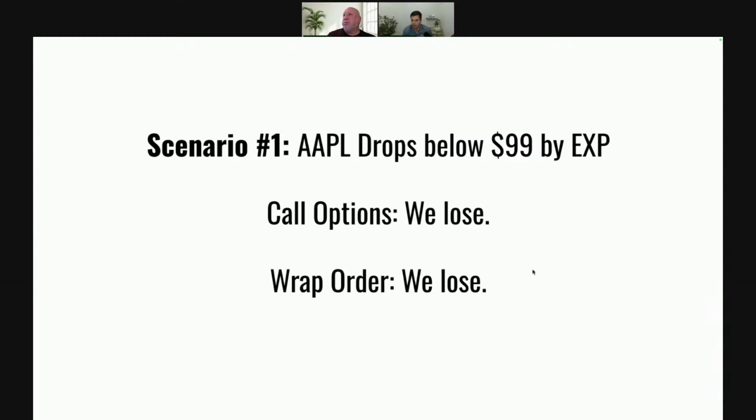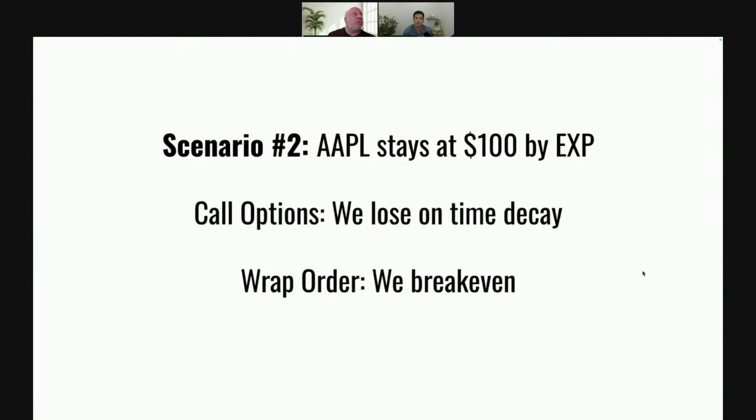Sorry about that, everyone. So again, we've got these couple scenarios we're walking through. Again, this is a directional trade. We need the stock to move up to hit our full double. If the stock goes down, call options, you lose; wrap order, we lose. It's the way it works. It's trading. If it goes flat, on call options, you lose money on time decay. You'll lose a good bit. With wrap orders, you'll actually get around break even.